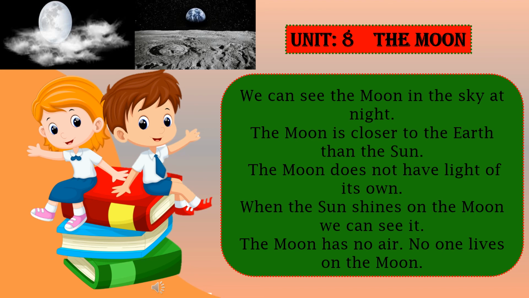Our planet Earth has air and water, and it takes sunlight, and then life is possible only on the planet Earth, not on the other 7 planets, because the basic necessities that are present on Earth are not present there. So just like the other planets, the moon has no air. So no one lives on the moon.